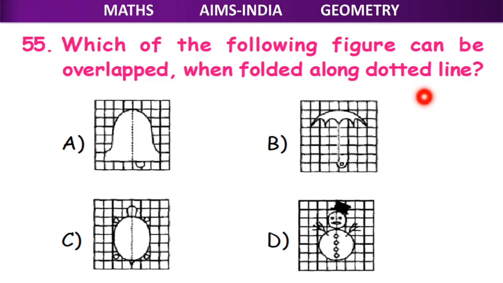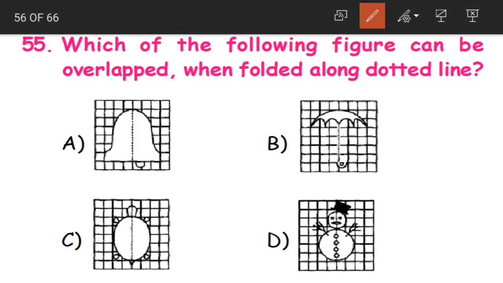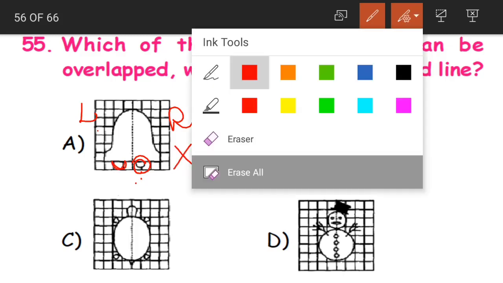Now coming to 55. Which of the following figures can be overlapped when folded along the dotted line? Again, what is this overlapping? Overlapping here is nothing but when we fold in the middle, both the left and right sides should be the same. If you look at figure A, in the bottom we have a small U shape on the right side, whereas on the left side we do not have something like that. So we cannot overlap our figure A. So option A is wrong.